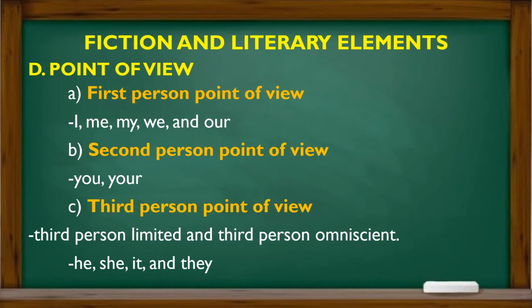For both types of view, the narrator is not a character in the story. Take note. In third person limited, the narrator is limited only to one character's thoughts. Okay? So that's why it is called limited. While in third person omniscient, the narrator is all-knowing, meaning he knows all the characters, all-seeing, and knows various characters' thoughts. This view uses third person, as I said, like he, she, it, and they. Do not forget. Okay, that's it.